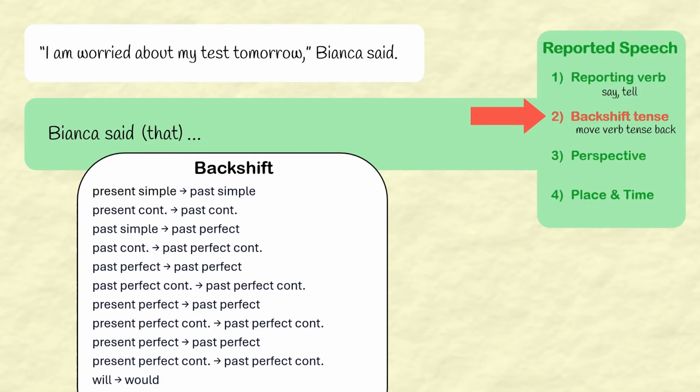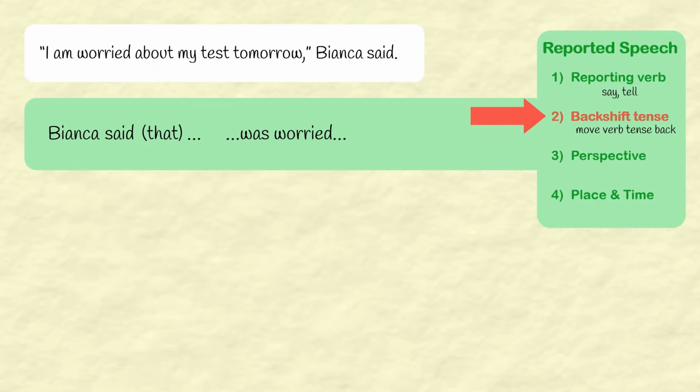Present simple is used in this direct speech. Bianca said, "I am worried." Here you can see that we change present simple to past simple. That means is will need to be changed to was. She was worried. Let's look at our sentence so far. We have our reporting verb, said, and we know we will backshift from present simple to past simple.